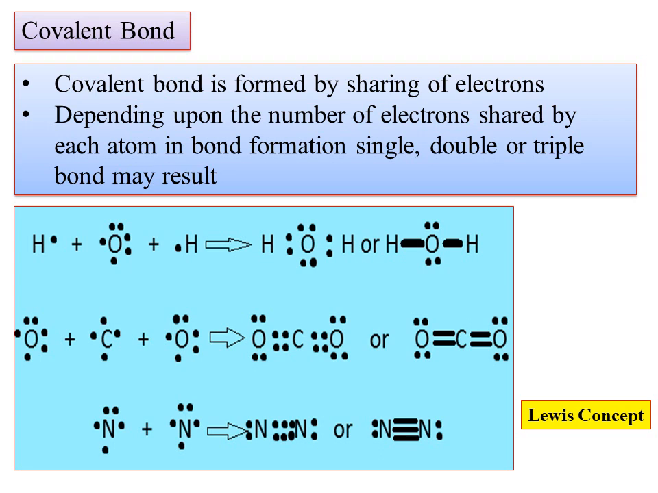So depending upon the number of electrons shared by each atom, you are going to get different types of bonds. If only one electron pair is shared, you get a single bond. If two pairs are shared, you get a double bond. We will take the example of N2, the formation of N2 from N plus N. One nitrogen has 7 electrons, another nitrogen has 7 electrons. By sharing 3 pairs of electrons, they form a triple bond. This is the concept explained by the Lewis concept: the covalent bond is formed by sharing of electrons.